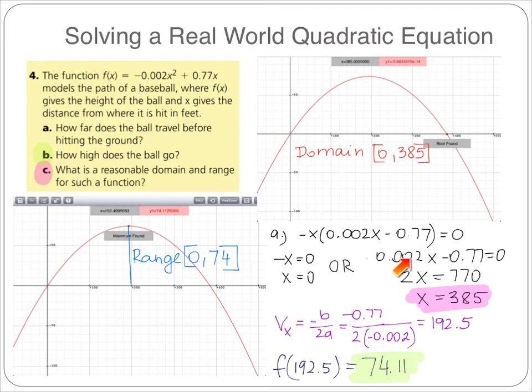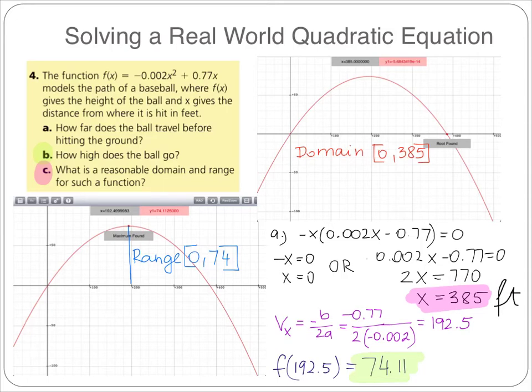And the other part is 0.002x minus 0.77 equals 0. So x equals 385. The answer is the ball is traveling 385 feet, in feet. So 385 feet before it hits the ground. I'm going to write feet here so we know that is going to be the correct unit.